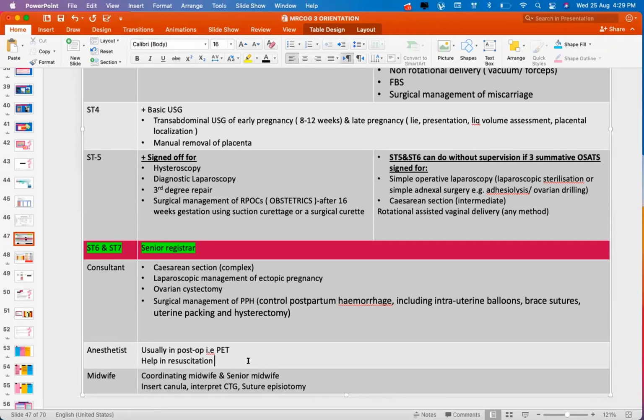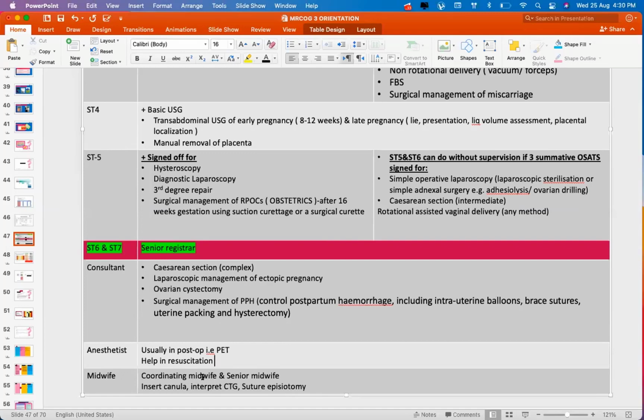Once you go into the room and take the consent, the anesthetist will go to the room separately and explain to the patient everything related to anesthesia, the spinal or the general anesthesia, and take any history related to the anesthesia. This job is basically done by the anesthetist. Midwife, the coordinator: there are two types of midwife you can see, basically three types. The coordinating midwife is the one who is going to coordinate with you.